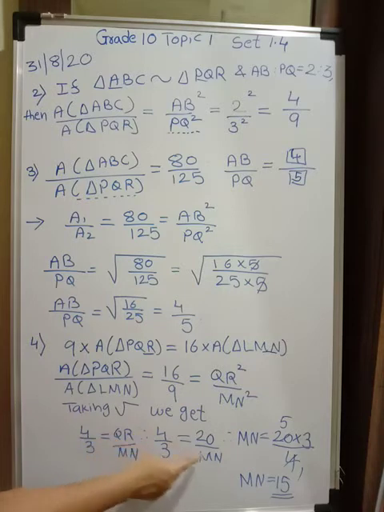Now cross multiply. MN will come here. 3 will go there in numerator and 4 will come in denominator. So these two, when they go to that side, they will be upside down. MN is shifted over here. So what you get, MN as 20 into 3 upon 4. Now 4 ones are 4, 5 4s are 20, 5 3s are 15, that is MN.